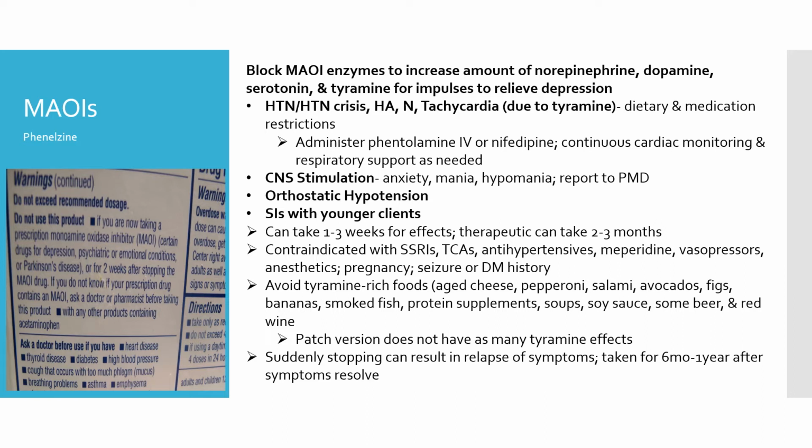So some examples here are aged cheese, pepperoni, salami, avocados, figs, bananas, smoked fish, protein supplements, soups, soy sauce, some beers, and red wine. The patch version of MAOIs may not have as many tyramine effects as the oral version. And suddenly stopping this medication can result in relapse of symptoms. So if we're taking this for depression and we suddenly stop, our depression can rapidly reoccur.